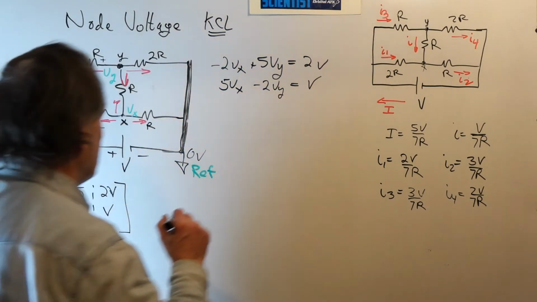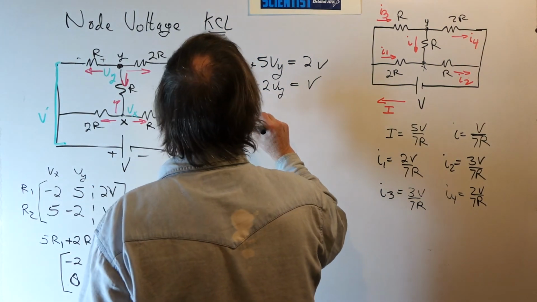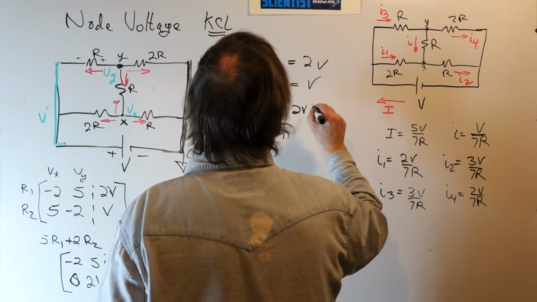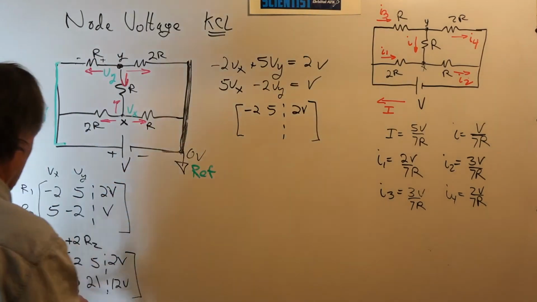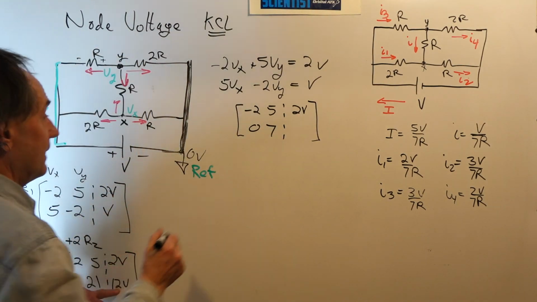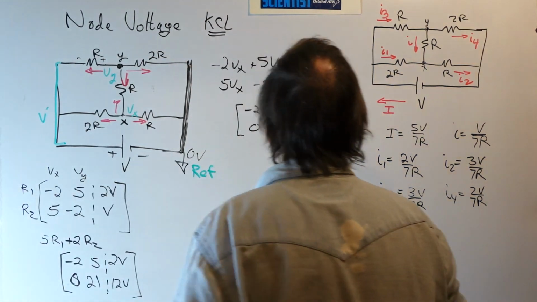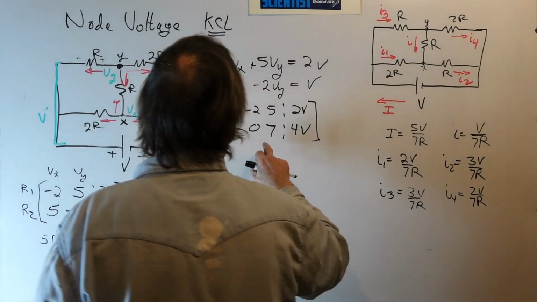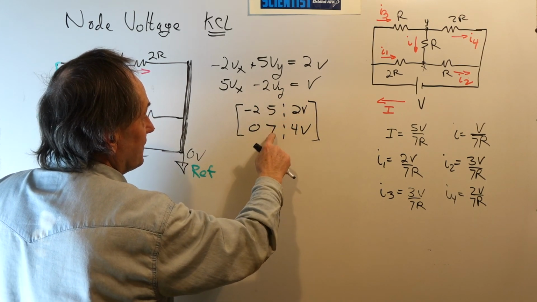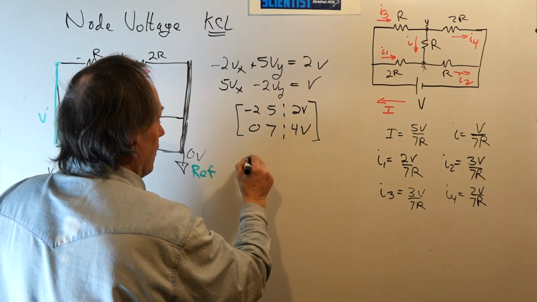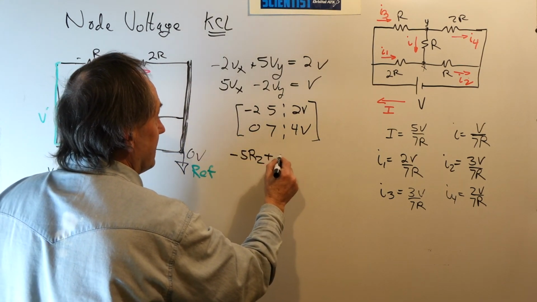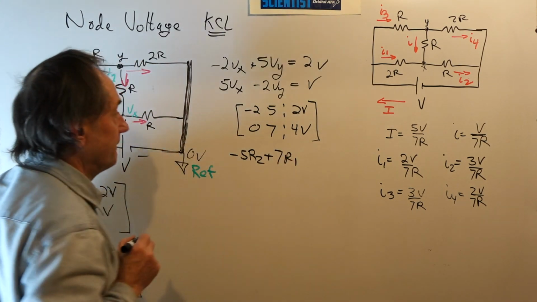Now what I'm going to do here is on row 2, I'm going to simplify it by dividing through by 3. So dividing through row 2 by 3, I get 0, 7, and 4V. Now I want to make this 0 in here, so I'm going to multiply row 2 by minus 5, and I'm going to add it to 7 times row 1.